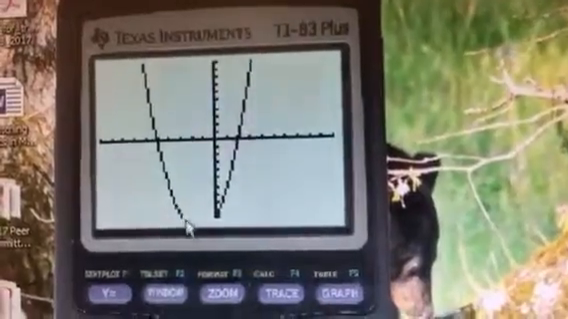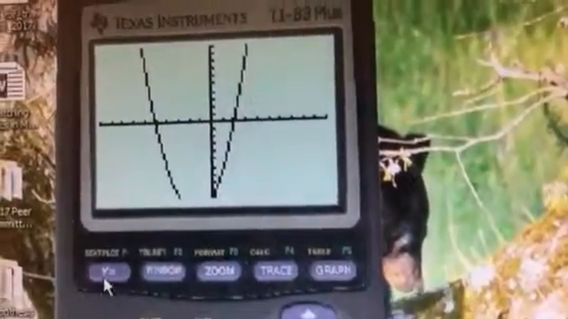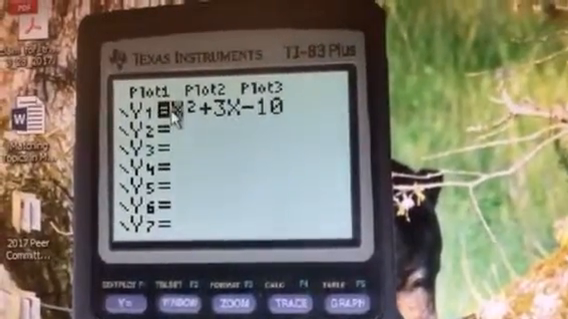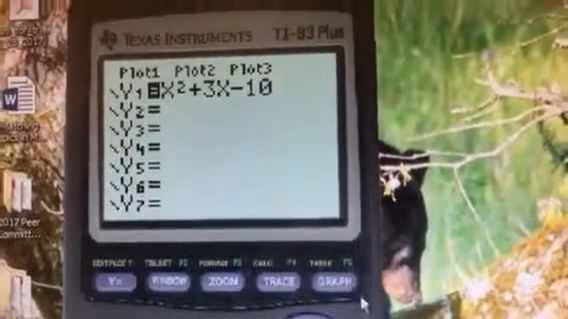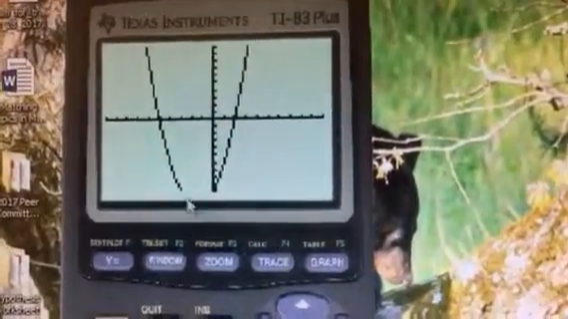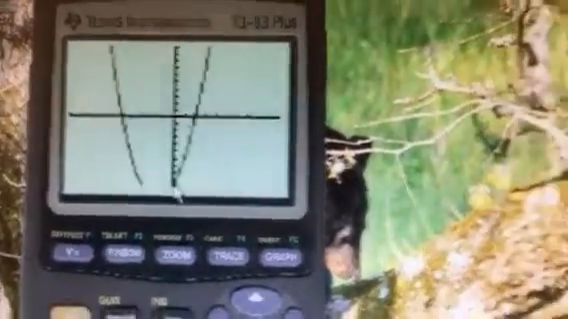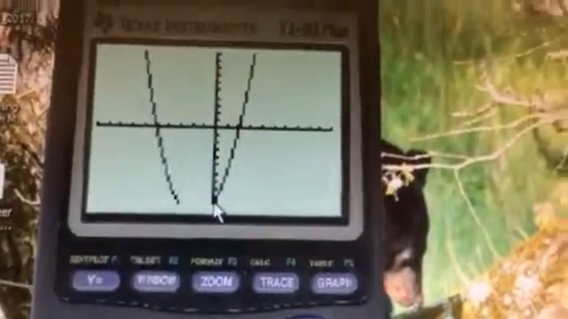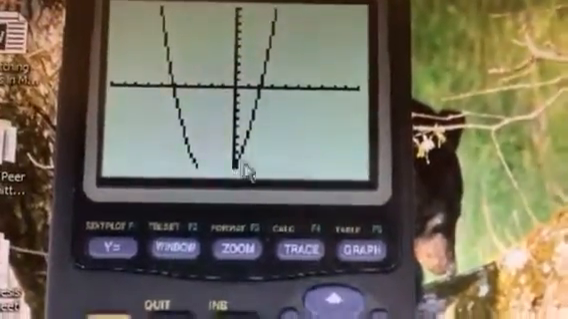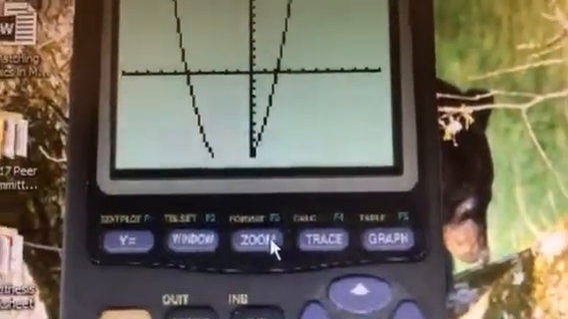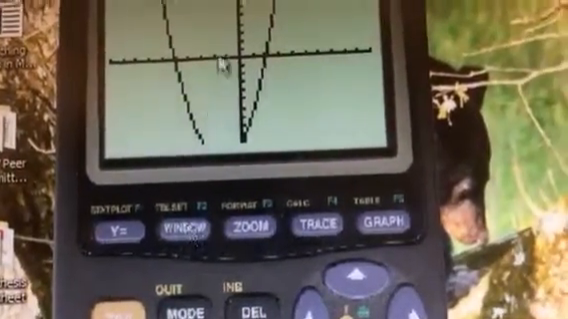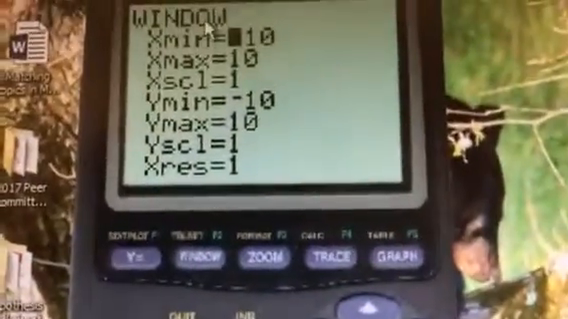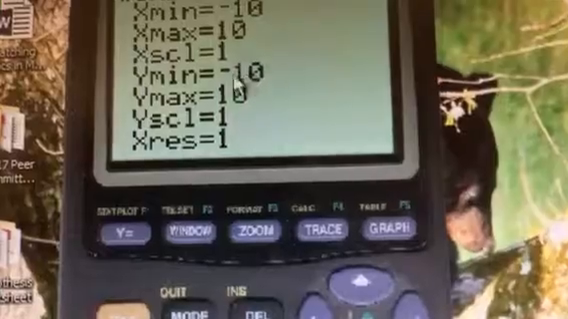Now notice I can see that there's a minimum, and I knew that when I looked at the equation, because the a in front of the x squared is positive. So if I hit graph, I can see that I have a minimum. Now I need to find the minimum, and the window is not set so that I can see the minimum. So I'm going to go to window, and in my y minimum I'm going to change this value.